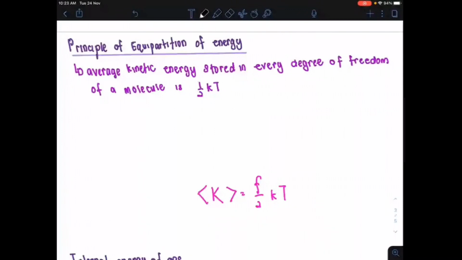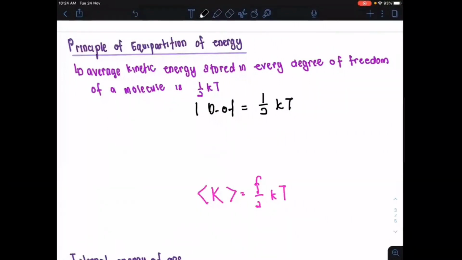Okay, so kita akan sambung dengan principle of equipartition energy. Okay, apa maksud principle of equipartition of energy adalah the thermal energy of a system of a particle is equally divided among all degree of freedom. Maksudnya, setiap degree of freedom kamu boleh store the energy, iaitu energy yang setiap degree of freedom akan simpan adalah sebanyak 1/2 kT. So, 1 degree of freedom can store 1/2 kT. Alright.